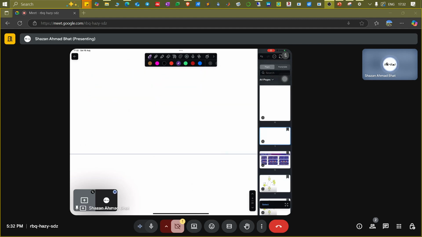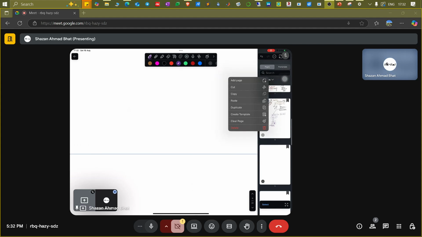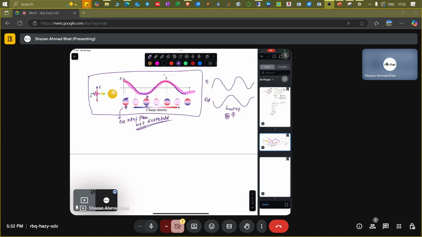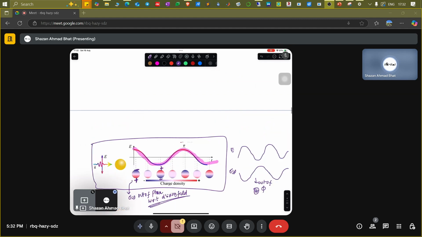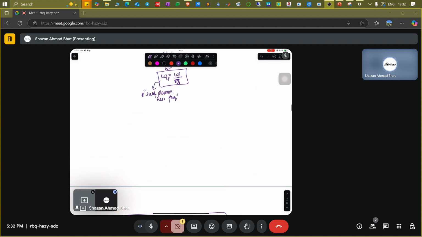So if I cut it here and paste it here, it is completely out of phase with respect to the incoming electric field. So that is what we mean by out of phase. Now, what is the other thing we need to think about?